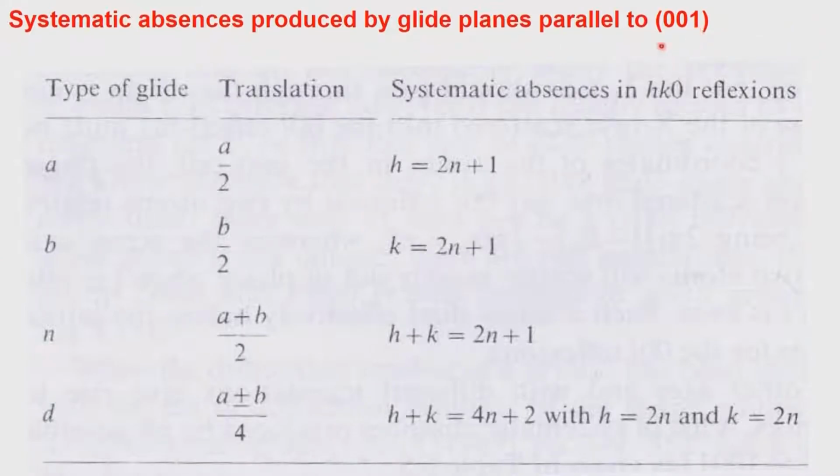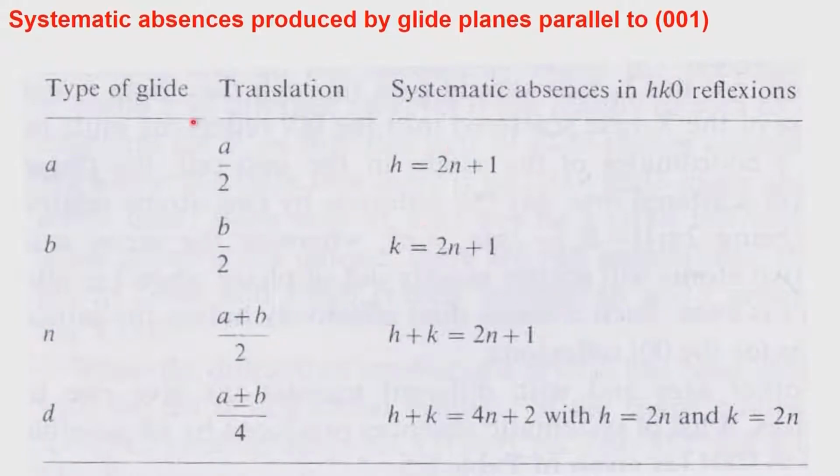But we can have C glides parallel to the other two directions. That means, the other two planes, 010 and 100, can have C glides. 001 is a plane which is perpendicular to the direction of z. So, C glide is not allowed, because the translation has to be half along that particular direction. So, we have therefore the A glide and the B glide. We can also invoke the presence of the N glide, which is a plus b by 2. Then we will have the systematic absence h plus k equals 2n plus 1.